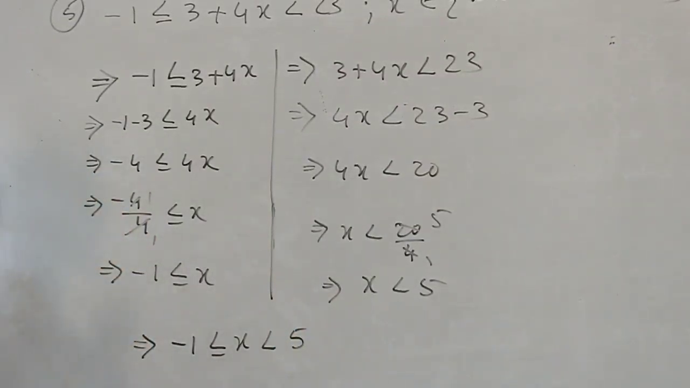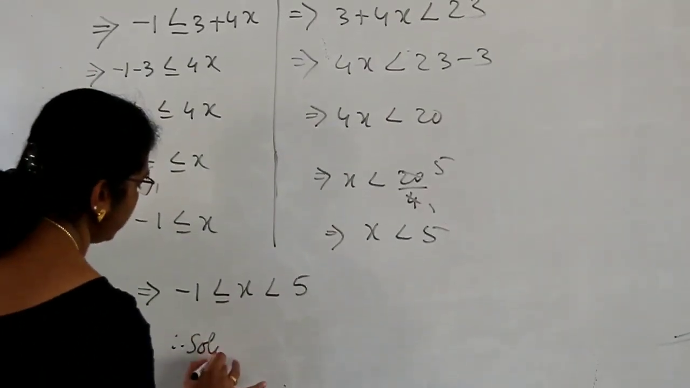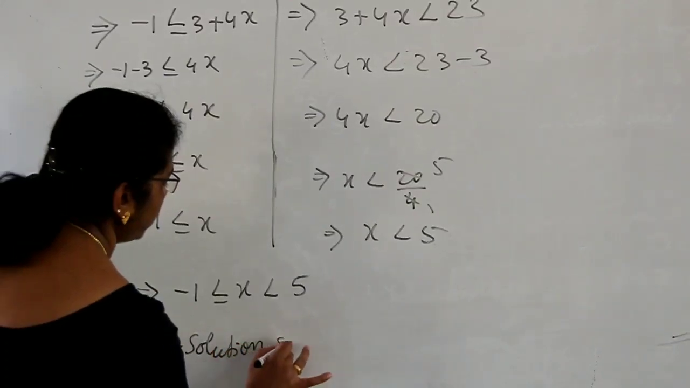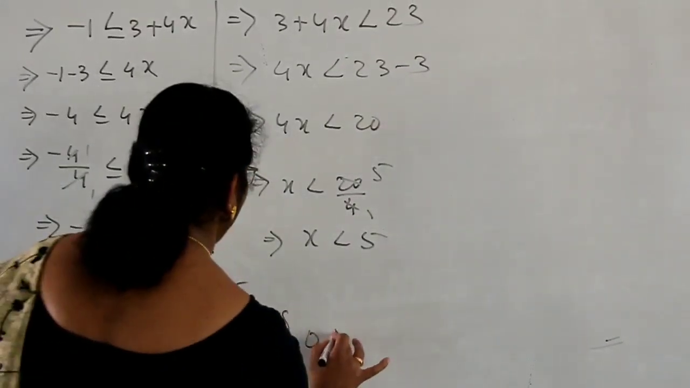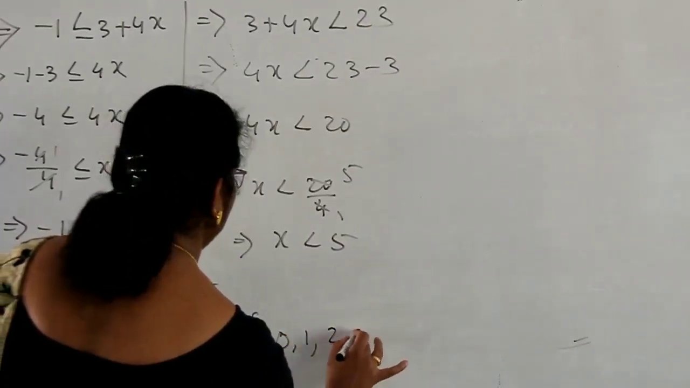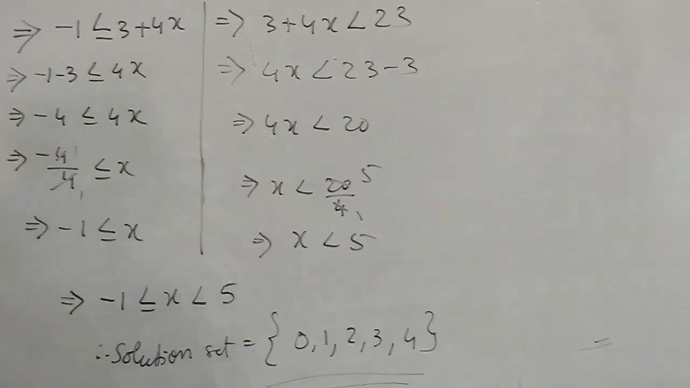x belongs to whole numbers. The inequation is minus 1 less than or equal to x less than 5. Therefore, the solution set is equal to 0, 1, 2, 3 and 4. This is the solution set.